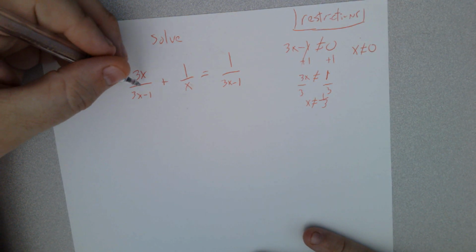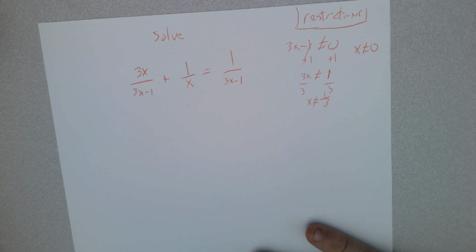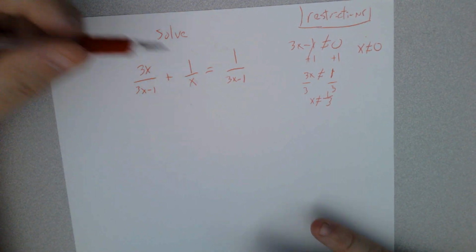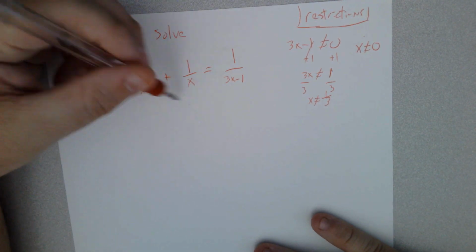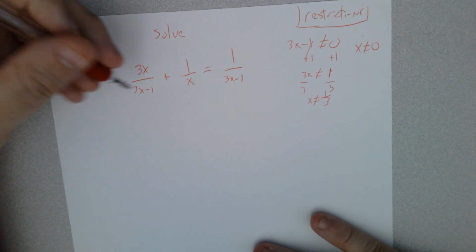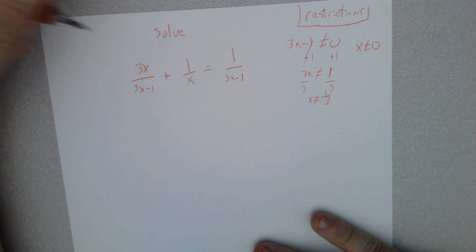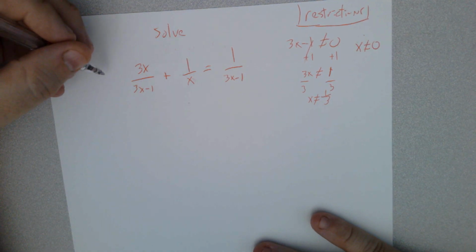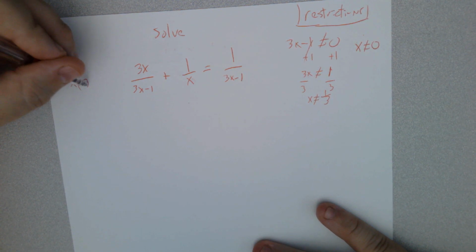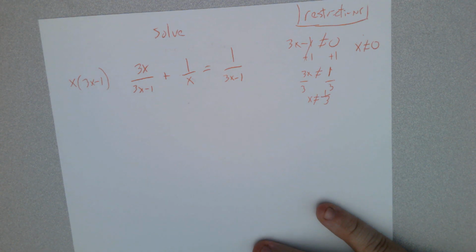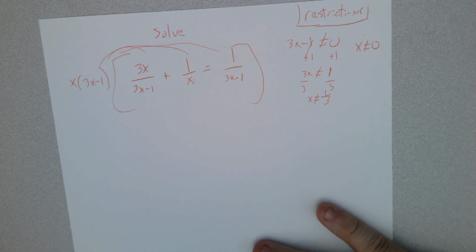So moving on with the problem, the first thing I'm going to want to do here is get rid of these fractions. There's other ways you could go. You could try to get a common denominator and add, but I'm just going to multiply this whole equation by a common denominator of all three of these denominators. So 3x minus 1 already matches. x does not. So basically, x times 3x minus 1 would be a common denominator, so I'm going to multiply the entire equation by that and distribute it.